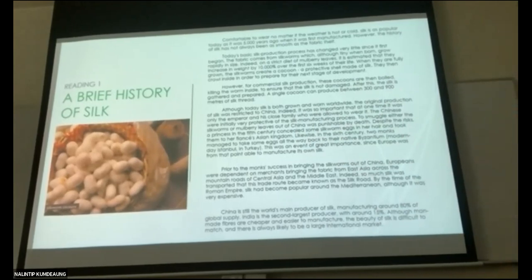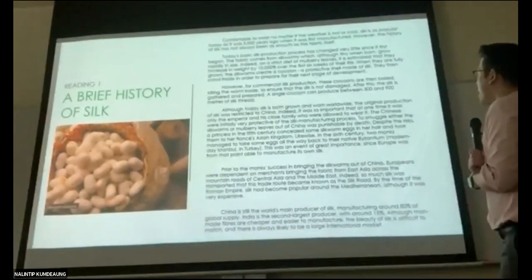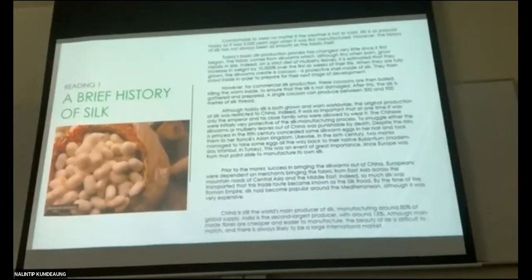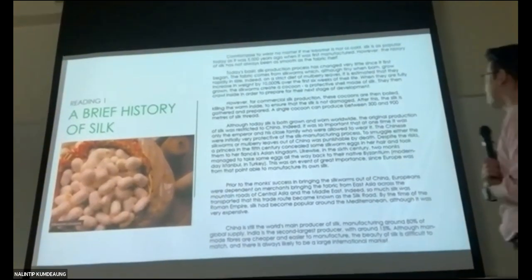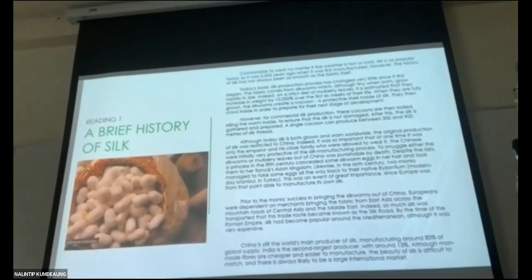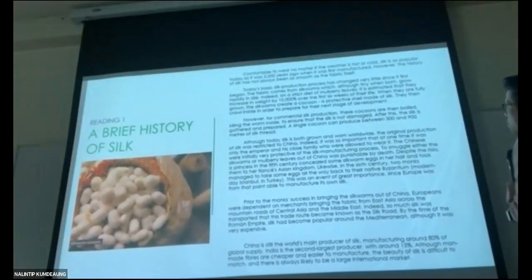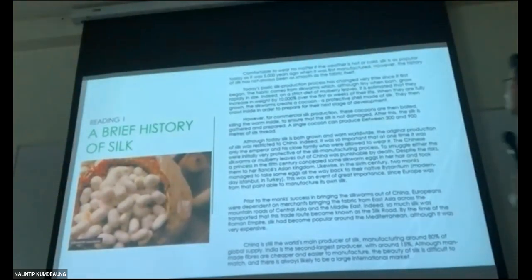Today's basic silk production process has changed very little since it first began. The fabric comes from silkworms, which, although tiny when born, grow rapidly in size. Indeed, on a strict diet of mulberry leaves, it is estimated that they increase in weight by 10,000% over the first 6 weeks of their lives. When they are fully grown, the silkworms create a cocoon, a protective shell made of silk. They then crawl inside in order to prepare for their next stage of development.